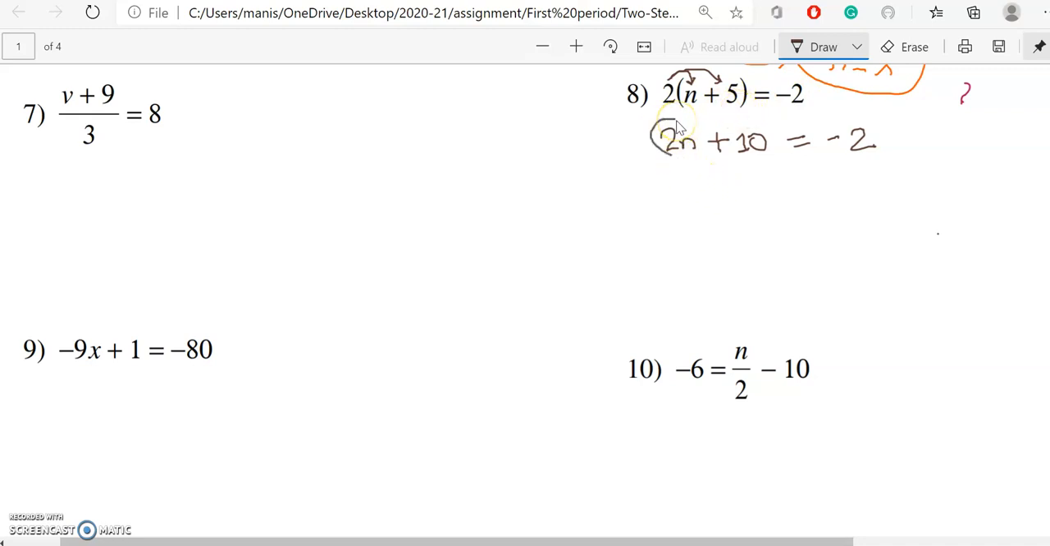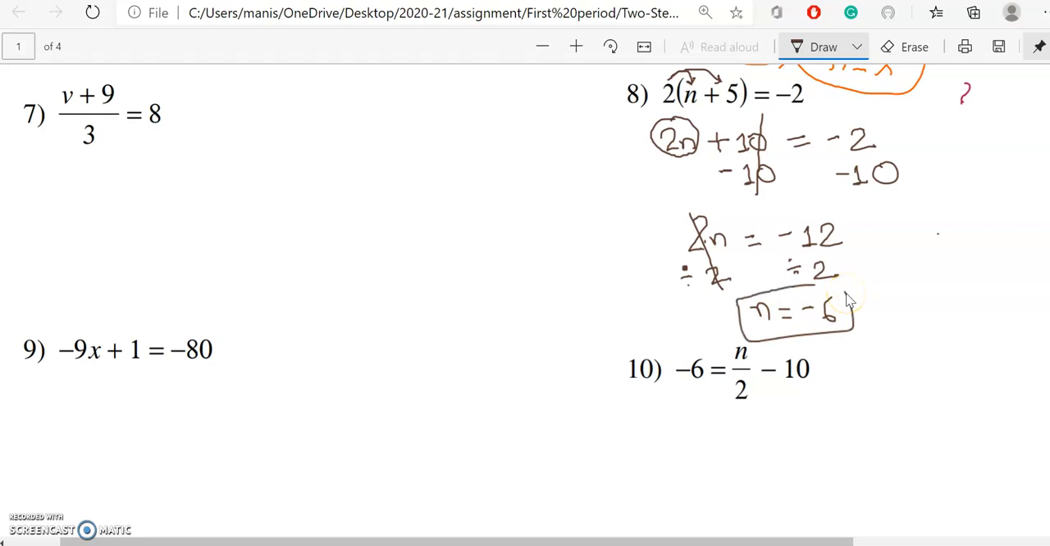What you do, you circle this, subtract 10 from both the sides. Plus 10 minus 10 will give you 0, and this will give you negative 12. Again, this is 2 times n, so you will divide by what? 2, both the sides. So n is equal to what? Negative 6. There you go. Copy the solution.